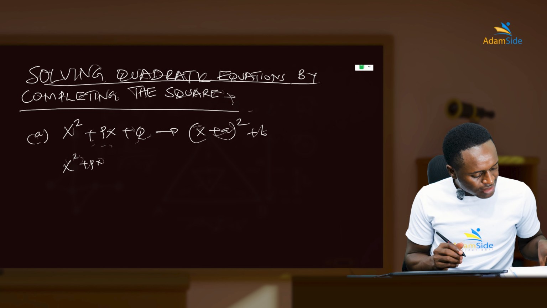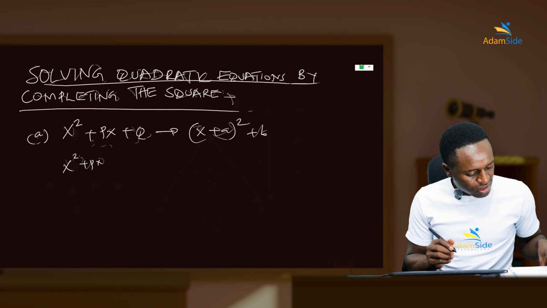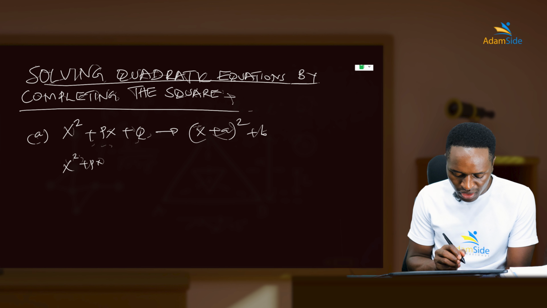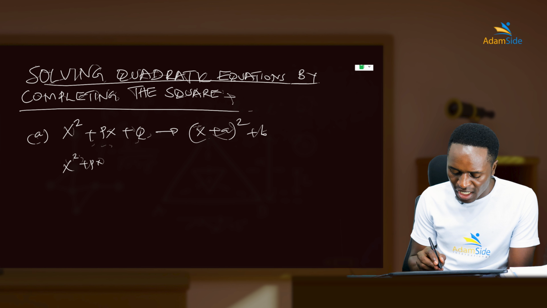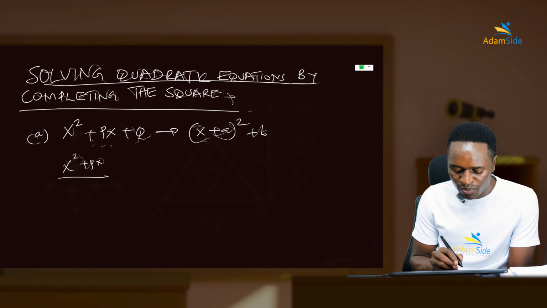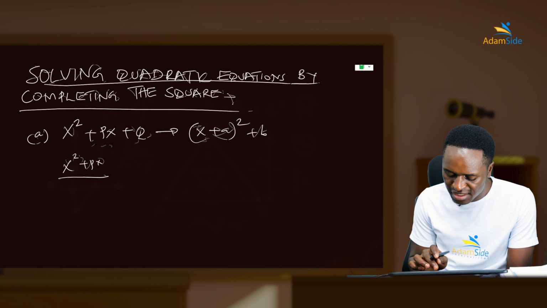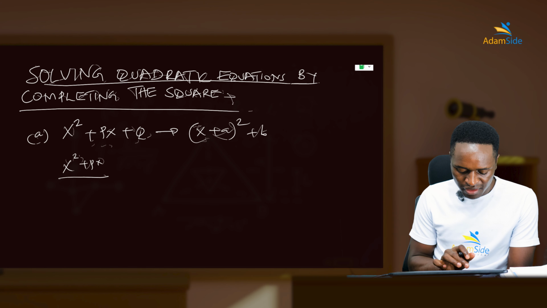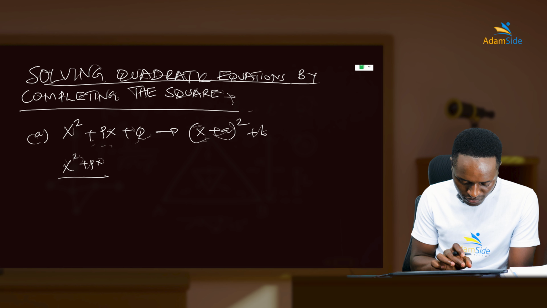Step two: rewrite x squared plus px as x plus p over 2, squared, minus p over 2, squared, because the p over 2 term is not there. First, we have to make our first and second terms a perfect square. If you take x plus a and square it, you get a perfect square. The same applies here with x squared plus px.